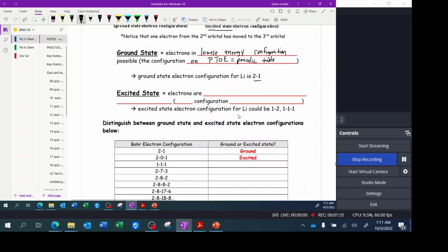Well, for the electron configuration for lithium, it could be changing from 2 electrons in its kernel, which means its core, to 2 electrons in its outer shell, its valence shell. And that's different than the 2-1. So what happens with the electrons? Excited state is when the electrons are found in a higher energy level.